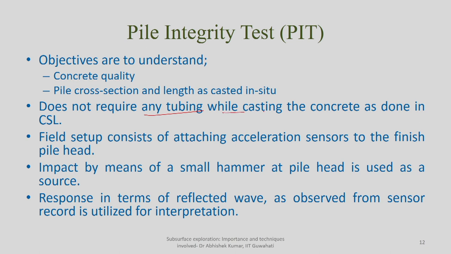The previous method required placing hollow tubes while casting, however in this method you do not require any such thing, you can do the test from the surface. It does not require any kind of tubing while casting the concrete as done in the cross hole sonic logging method. The field setup consists of attaching acceleration sensors to the finished pile head. So you need not do any kind of tubing there or any lowering of the probe. Simply attach the acceleration sensor to your finished pile head at the surface, because once your concrete is done, later on also you can do the test by just putting the sensor on the finished pile head, which will be visible on the surface, because the rest of the portion will be underground.